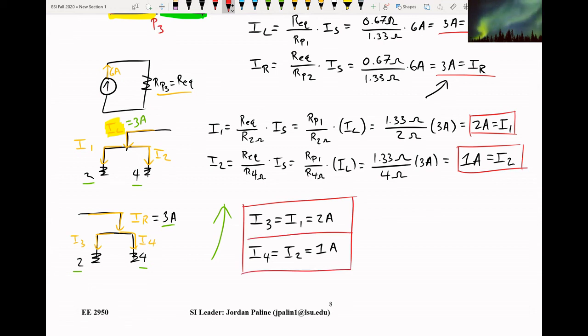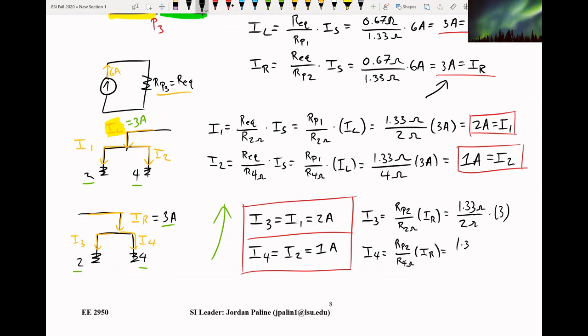If you really wanted to go back and do the work for it, I of 3 is going to be equal to R parallel 2 over the 2 ohms times I of right, which would give you 1.33 over 2 ohms times 3. And then I of 4 would be R parallel 2 over the 4 ohms times I of R, which is equal to 1.33 ohms over 4 ohms, and then times 3. If you wanted to go about it that way, that's perfectly fine too. We can just notice that there are similarities between the two sides, and we can bypass doing extra work.